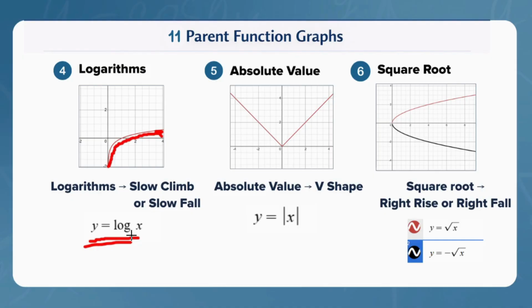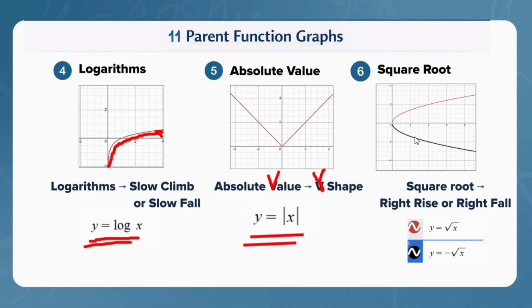And number 5 is the absolute value function. And this is V-shaped. And the equation for the parent function is y equals the absolute value of x.